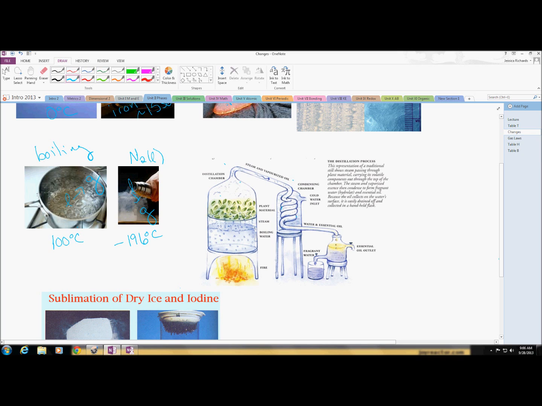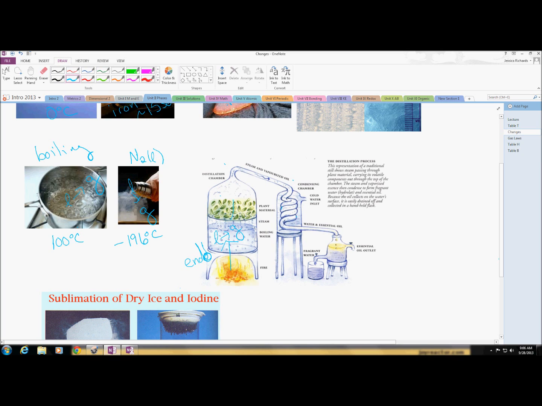In this diagram, I like this one because they're showing you the distillation process, and that's going to be using phase changes to produce a product. We're going to separate a mixture. So here we have fire. The fire is adding heat to this water to boil it, so that's going to be an endothermic change. We're adding heat to the water, and this liquid water is turning into a gas. So liquid to a gas, endothermic.